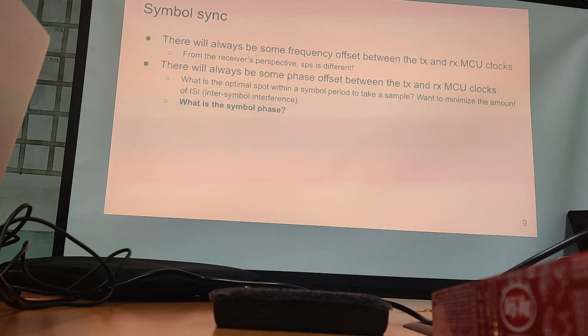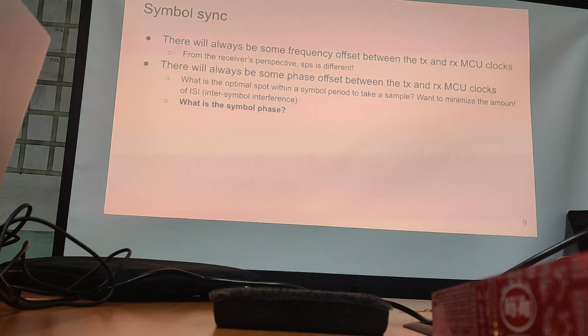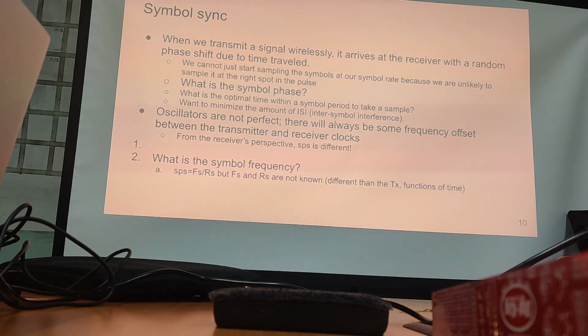And so when it comes to symbol synchronization, there are two different questions that we need to answer. Wait, hold on, maybe I'll write it on here. The first is just, oh, I see what happened. The first is just what is the symbol phase, which relates to the second bullet point, because there's always going to be some phase offset that we don't know. What is the symbol phase?